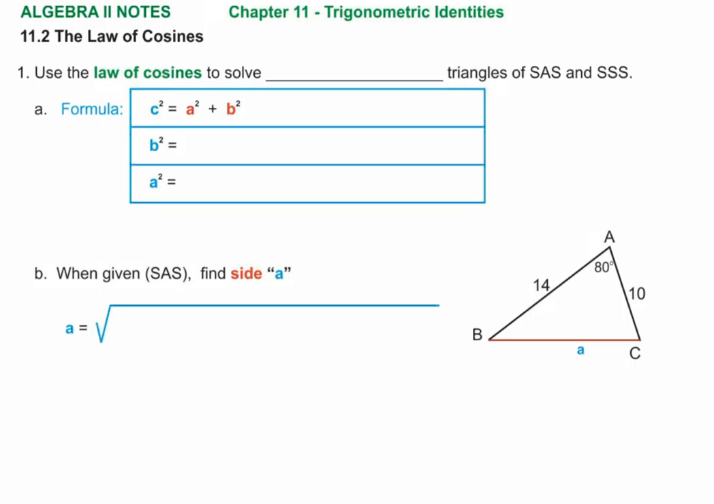All right, so again, we're going to use the law of cosines to solve oblique triangles of side angle side and side side side.